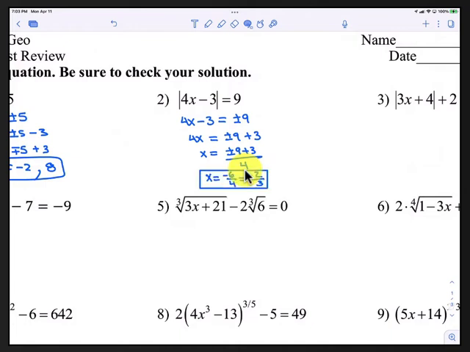Now that's going to give us two answers. If we do negative 9 plus 3, that's going to give us negative 6 over 4, which reduces to negative 3/2. That's one answer. And then positive 9 plus 3 is 12, all divided by 4 is going to give us positive 3 as our second answer. And both numbers work when you plug them back into the equation.